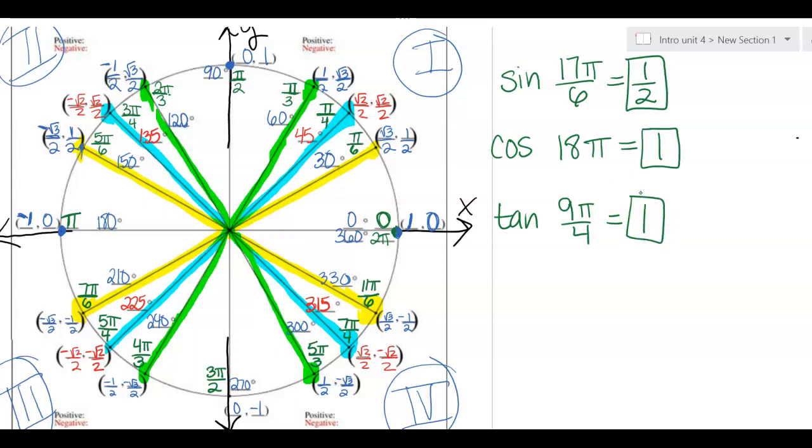Any questions about getting more than 1 lap around the circle? You can rely on counting. You can rely on understanding 2 pi in different ratios, so that will help make your counting a little bit simpler. Okay. All right, the last thing we're going to do is look at negative values.